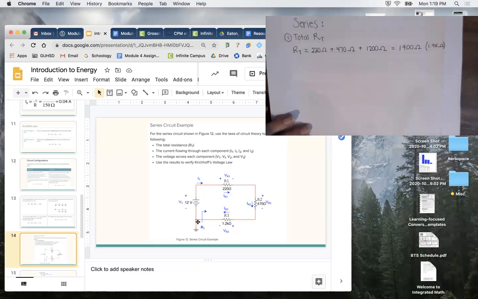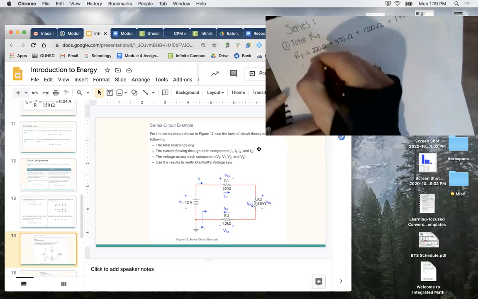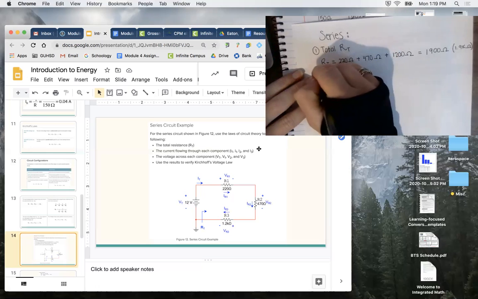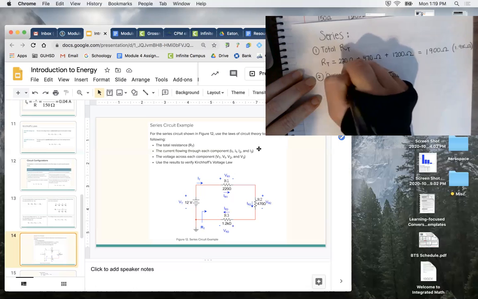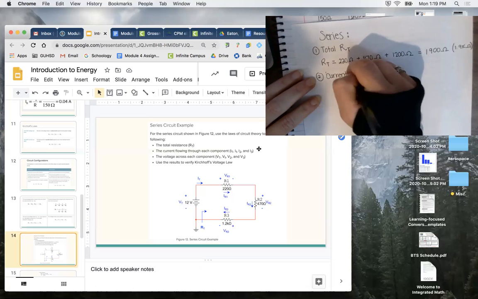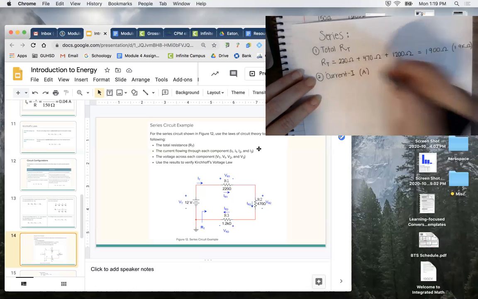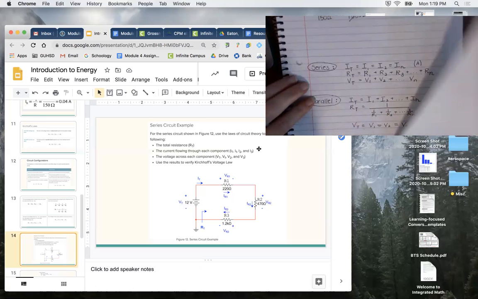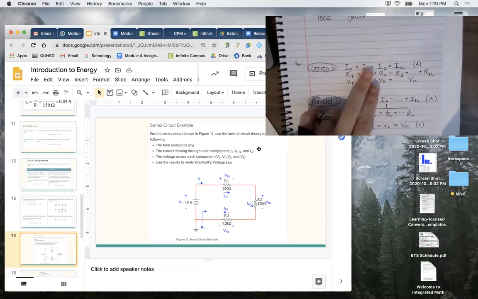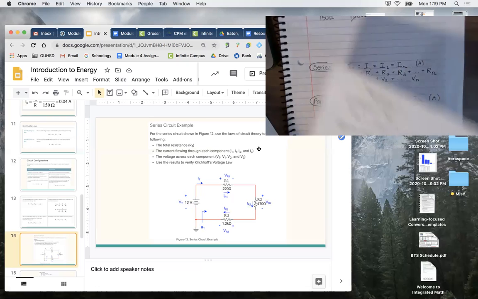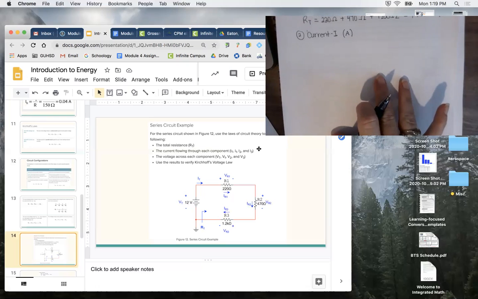The next thing it asks for, it says to find the current. Okay, so that's what I'm going to do. So step 2, I'm going to find the current. Current is the letter I for us, and this will be measured in amps. Okay, the total current. It looks like my total current is actually equal to each one. It means my current doesn't change over the entire system.